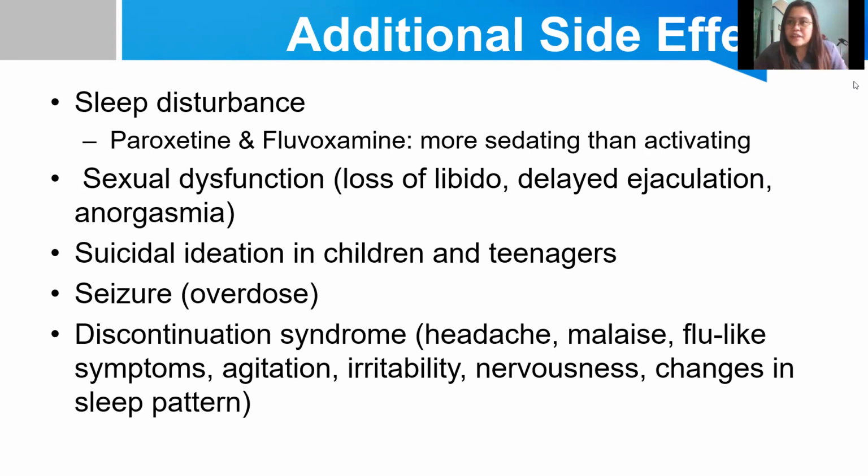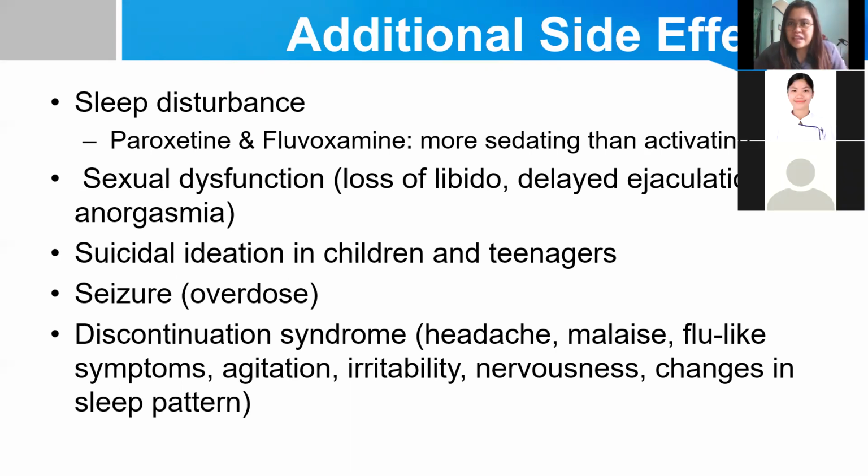And most of our antidepressants class really affects the libido of the patient. So there will be sexual dysfunction. If they have increased neurotransmitters, they will have loss of libido, delayed ejaculation, and they will not have orgasm. So we call it anorgasmia. Okay, so this may be due also to their inhibition of the alpha adrenergic receptor.